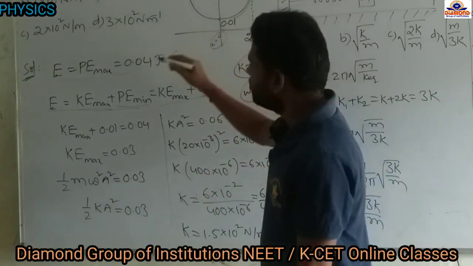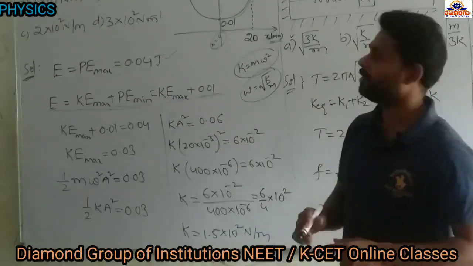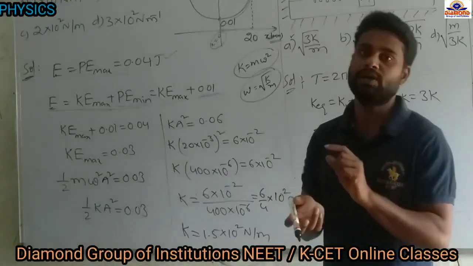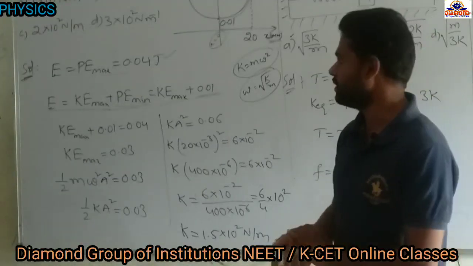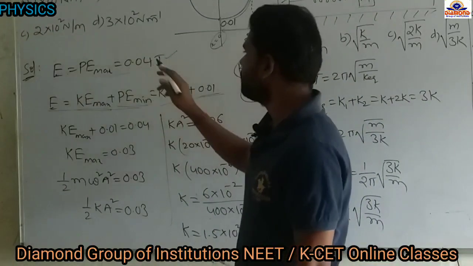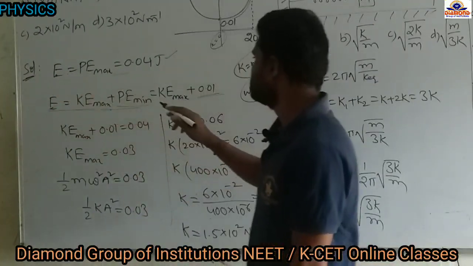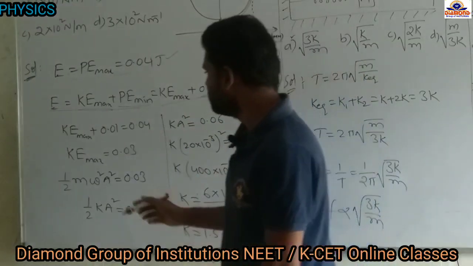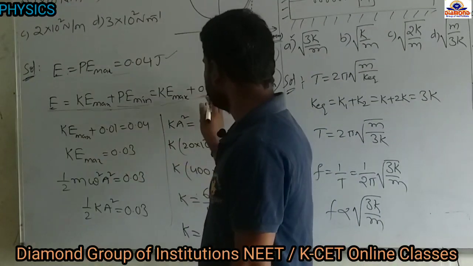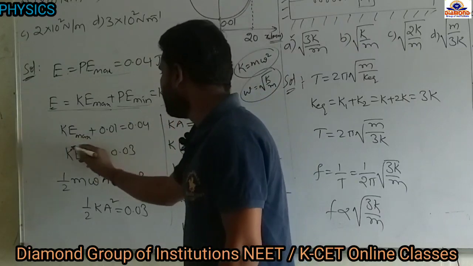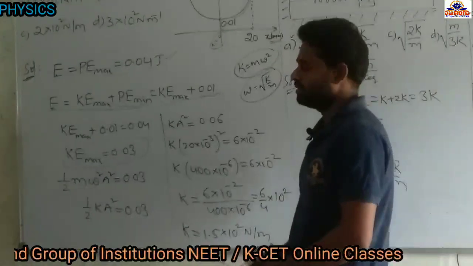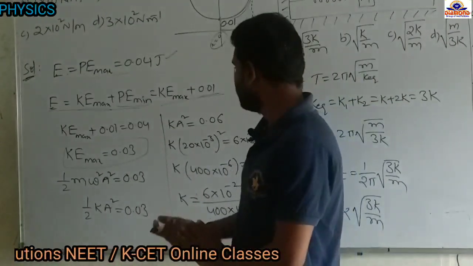Whenever the particle is oscillating, potential energy and kinetic energy change continuously, but total energy is always constant. In this case total energy is 0.04 joule, and in this case total energy is KE max plus 0.01. Equating both cases, KE max plus 0.01 equals 0.04, so KE max equals 0.03 joules.